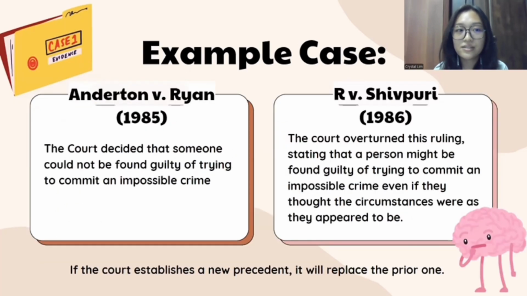One example case is Anderton v Ryan 1985. In this case, the court decided that someone could not be found guilty of trying to commit an impossible crime. However, in the later case of R v Shivpuri 1986, the court overturned this ruling, stating that a person might be found guilty of trying to commit an impossible crime, even if they thought the circumstances were as they appeared to be. And if the court establishes a new precedent, it will replace the prior one.